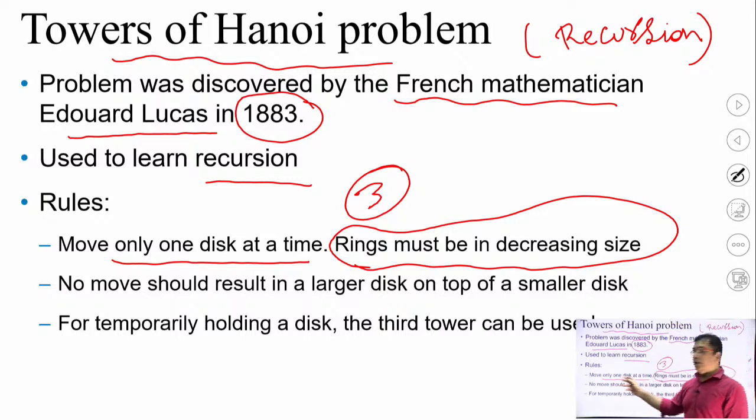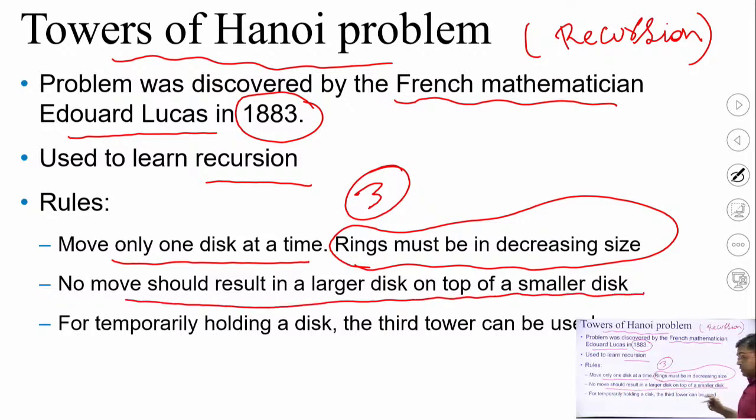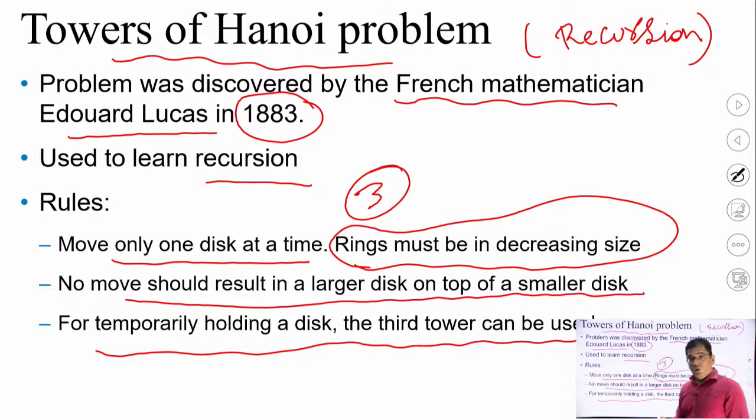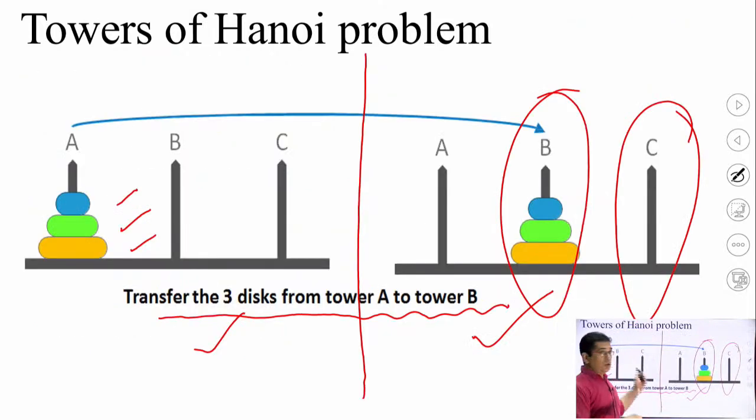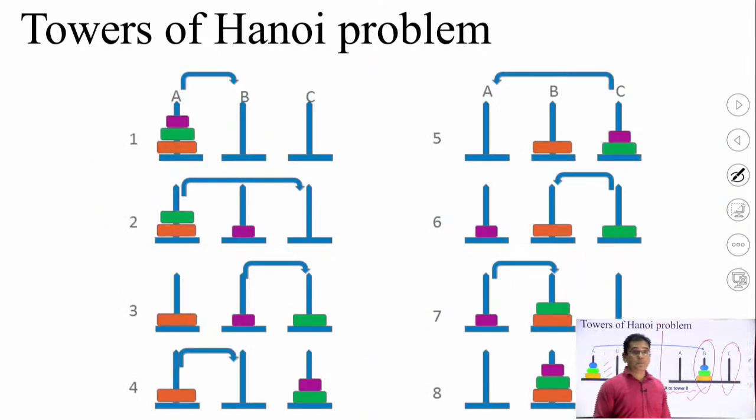So you need to move only one disk at a time. No move should result in a large disk on top of a small disk. As I already told you, you cannot make any move in which a large disk comes on top of a small disk. Very first, you can transfer only one disk at a time. Second, a small disk cannot come below the large size disk. Now, the third condition: for temporarily holding a disk, the third tower, the C tower, can be used. You can use it as a temporary buffer to transfer the disk from one place to another. So this is your Tower of Hanoi problem.